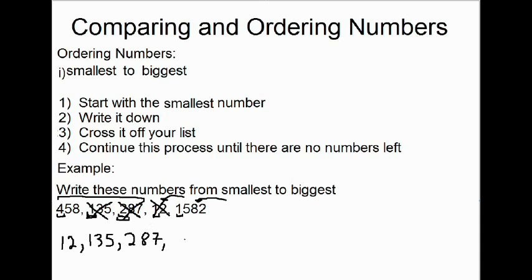And then the last two values that we have here are 458 and 1,582. Well, the hundreds place is smaller than the thousands place. So 458 is our smallest number left on this list. We can go ahead and cross it out. And then we only have one number left, our biggest number, which was 1,582. And it's our biggest number because the thousands place is the biggest place value that we had here.